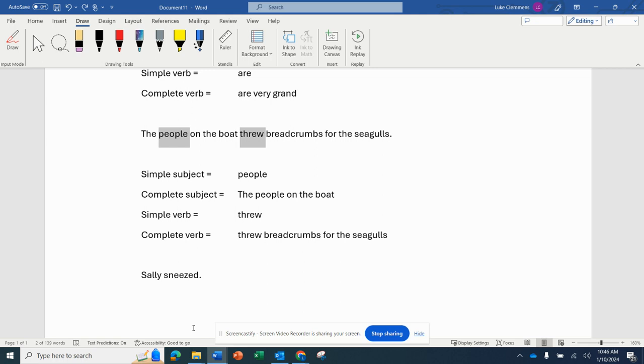So some people might ask, do we still have a complete subject and a complete verb? Yes, we do. It's just that when the sentence is so simple like this, the simple verb and the complete verb are the same. The simple subject and the complete subject are the same. The simple subject and complete subject are both Sally. The simple verb and complete verb are both sneezed. So they're one and the same. Hope that makes sense.